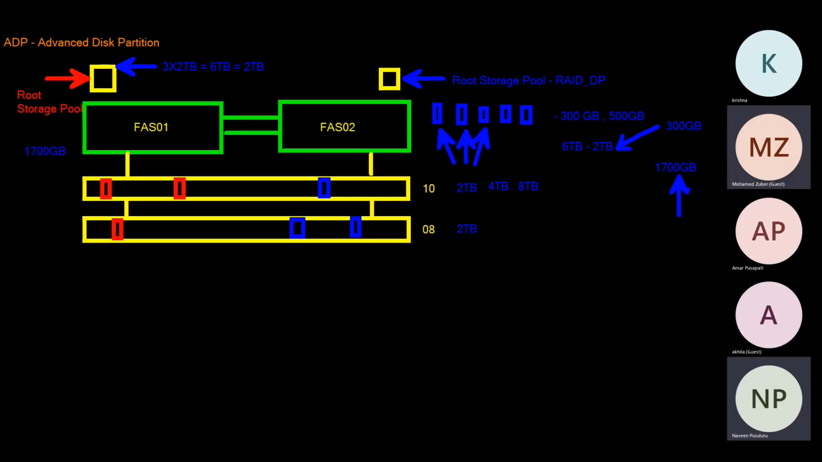But here we are still wasting a lot of space. That is the reason they have introduced ADP. Now let's talk about ADP and how it will work. Advanced disk partitioning. We'll talk about the different versions later. We'll talk about the first method, how it will work.